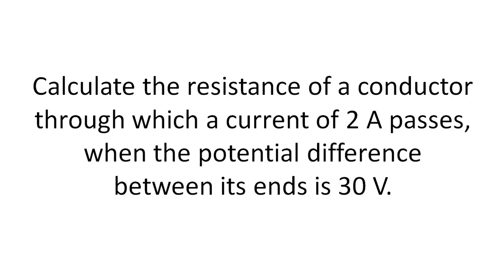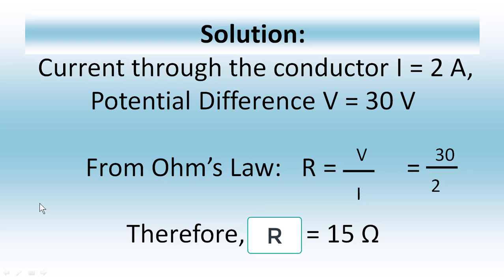Come to the next case. Calculate the resistance of a conductor through which a current of 2 ampere passes when the potential difference between its ends is 30 volt. Now let us come to the solution. Current through the conductor I is given as 2 ampere and the potential difference V is given as 30 volt. You have to remember Ohm's law, that is V is equal to I into R. But here what is given? I and V are already given. So you have to predict that R should be the answer we have to find out.